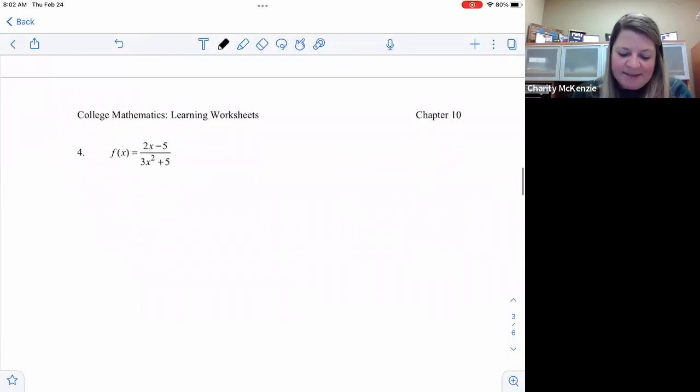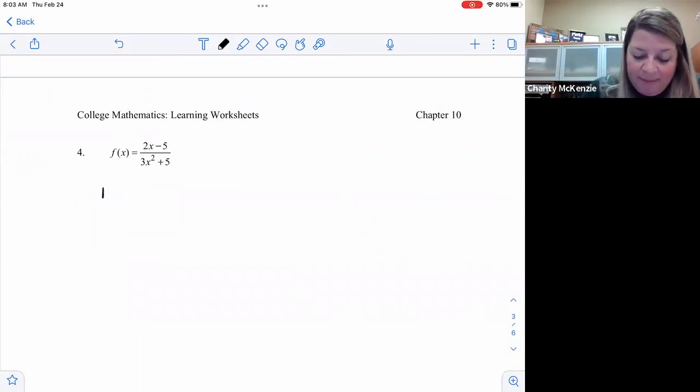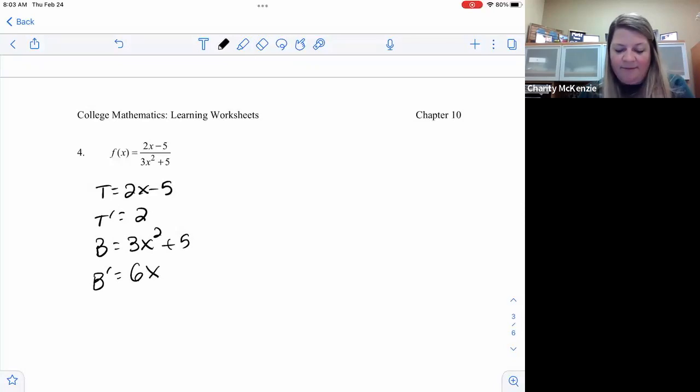Let's do that again because I definitely find the quotient rule a little bit harder than the product rule. So again, top is 2x minus 5, and the top's derivative is just 2. Okay, bottom is 3x squared plus 5. Bottom's derivative is what, 3 times 2, 6x, no more 5.